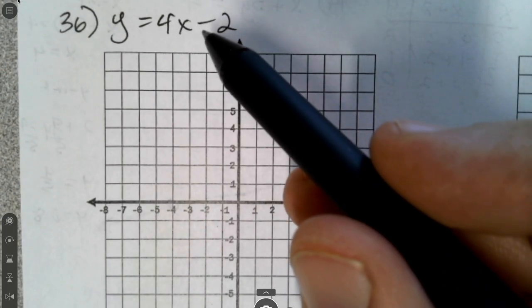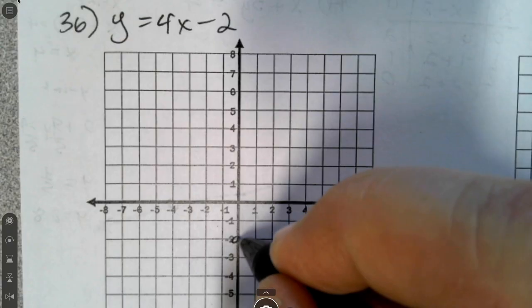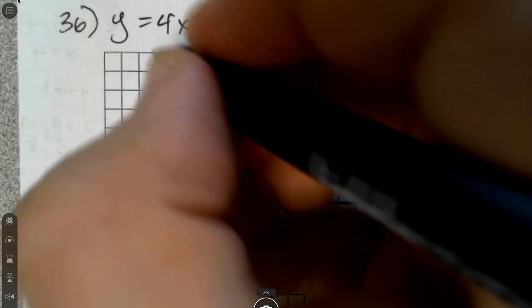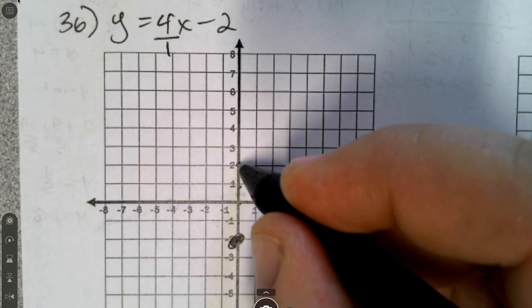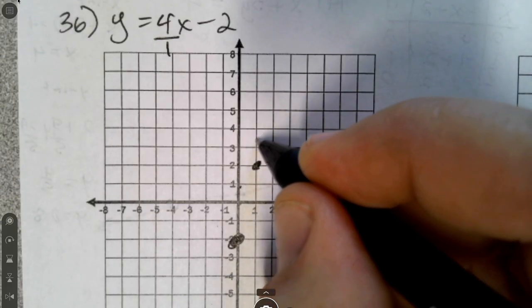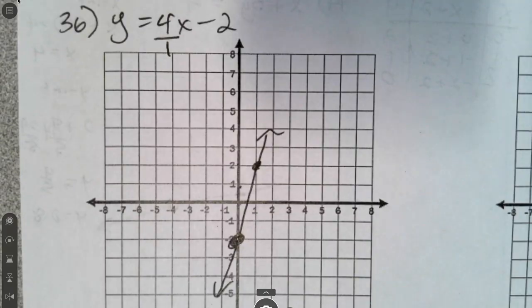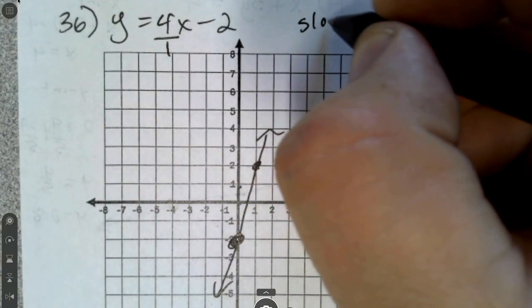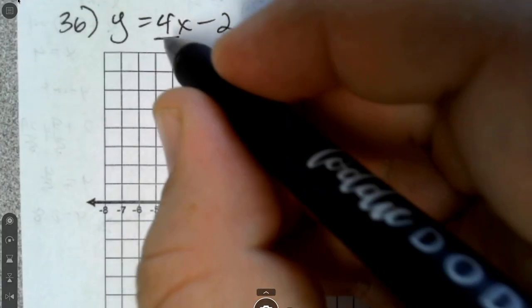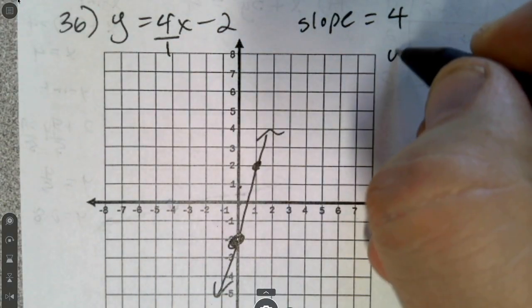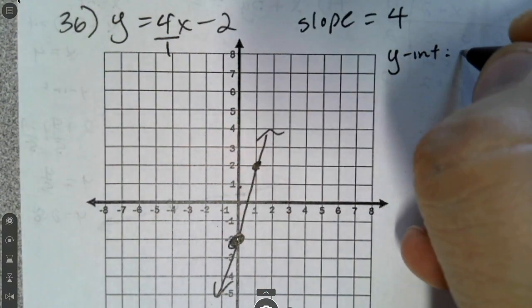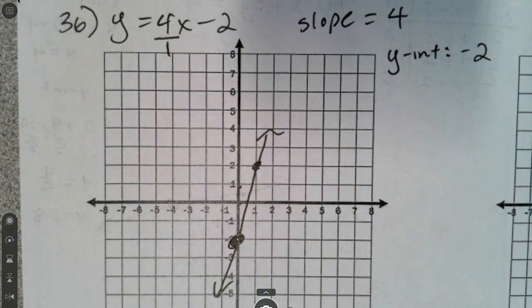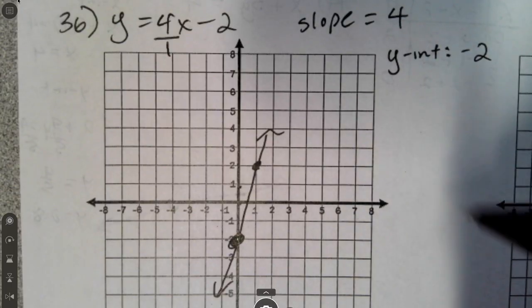If it's a minus, that means it's down, so it's negative 2. The slope is 4, which we can put as 4 over 1. So we know from there we go up 1, 2, 3, 4 over 1. Connect the dots and we have our line. And they want us to identify the slope. Well, remember, the slope is always the number with x, the 4. The y-intercept is always the number that's a constant, the one by itself, so that's -2. So our slope is 4, our y-intercept is -2.